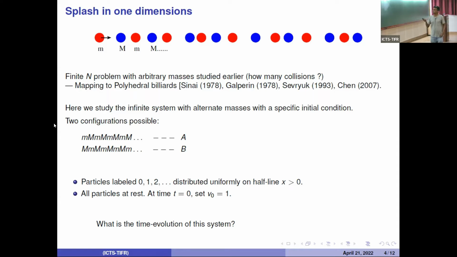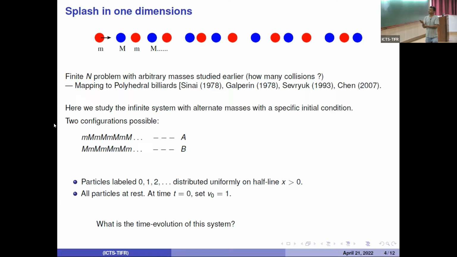This problem has been studied for just n particles. I'm studying the infinite system. People have studied the case where you take n particles and ask how the system evolves. These are billiard problems studied by mathematicians. One of the questions you can ask is how many collisions there are, starting from some random initial conditions, and there are very interesting results. We study the case where this is an infinite line, and you hit this particle and ask what happens.